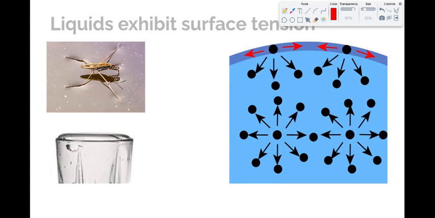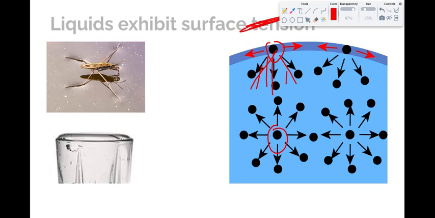Here's why that happens: the particles on the surface are under different forces than the particles in the middle. Here's a water particle in the middle. It's attracted to all water particles all around it. So the forces on that particle and all the particles in the middle are pretty even. But if you look at a particle that's on the surface, there are no particles out here on the outside of the liquid to attract it. So its net attraction is towards the inside of the droplet, and so that's the surface tension.